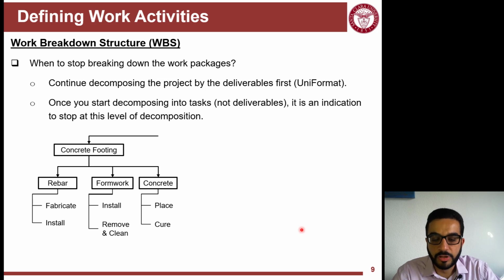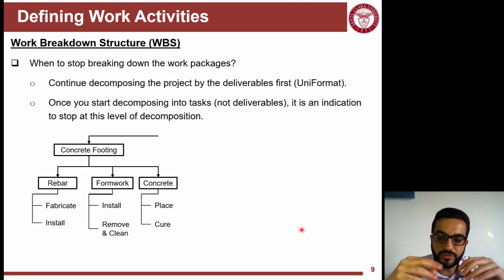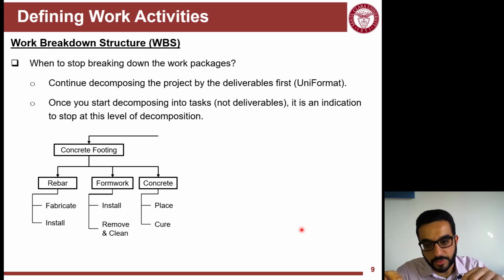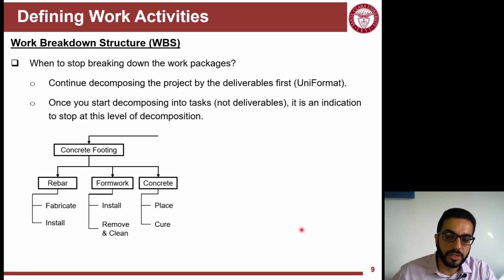As an example, one of the deliverables on the project, the component here, is concrete footings. To have a concrete footing, I have to have the rebar, I have to have the concrete, and for them to be done, I have to have formwork. So these are the 3 deliverables to have concrete footing. Now I'm moving from rebar to a verbiage description of how to get the rebar. I need to fabricate it, I need to install it. So now you're getting into actions or verbs. That's an indication that this is sufficient level of detail.